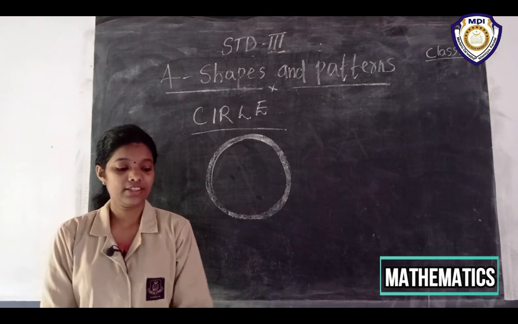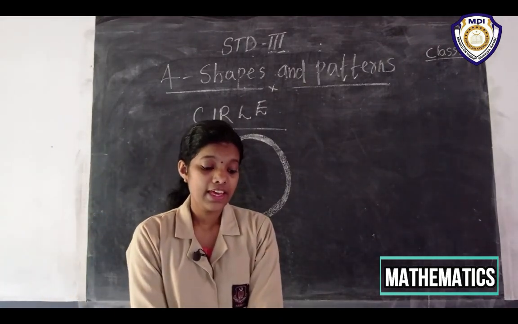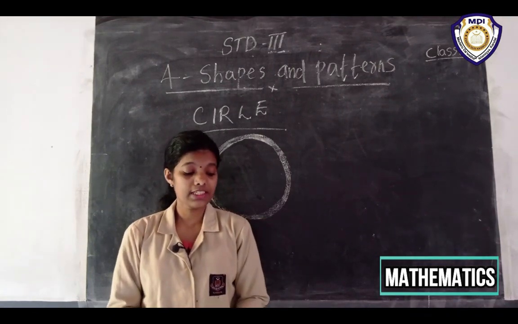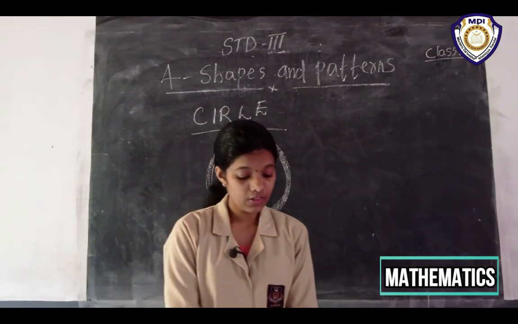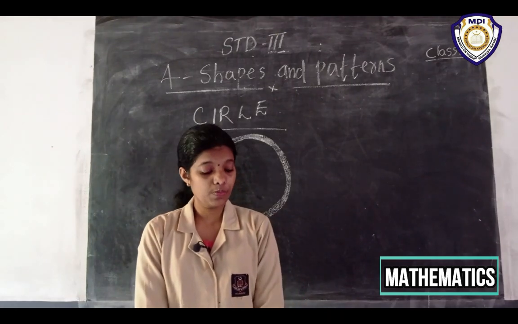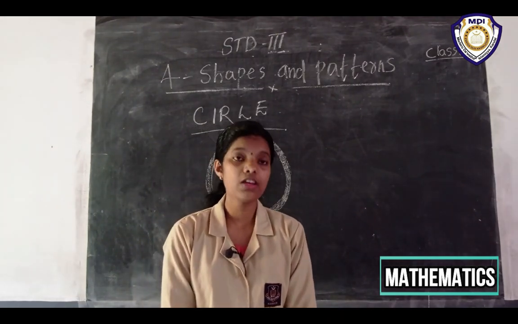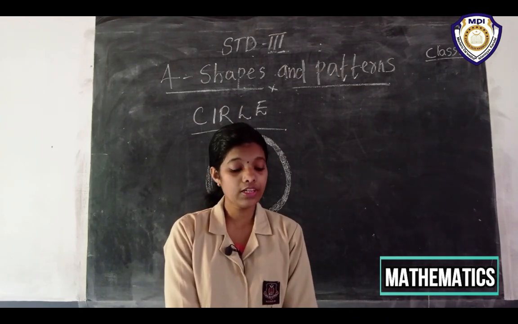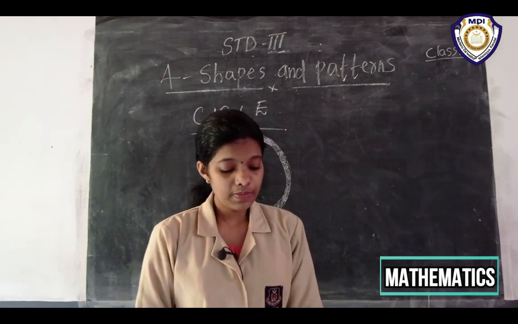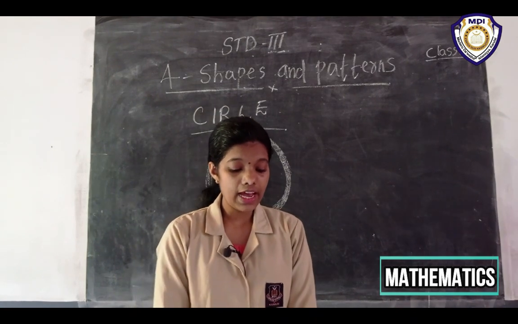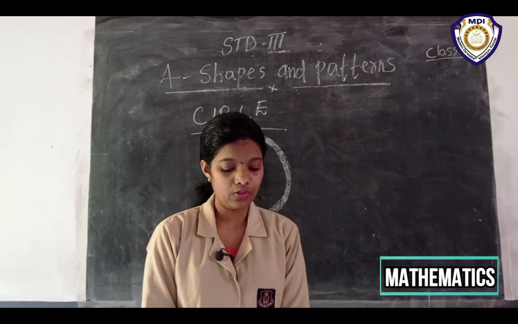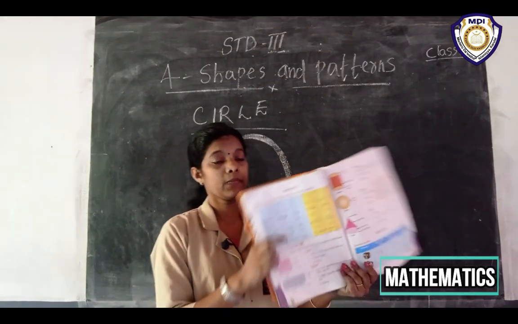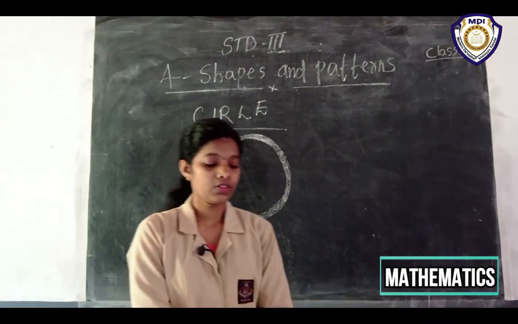The next one is exercise 4.1. All of you take your text, next page number 114. Observe the given figures and answer the questions that follow. Look at this table.